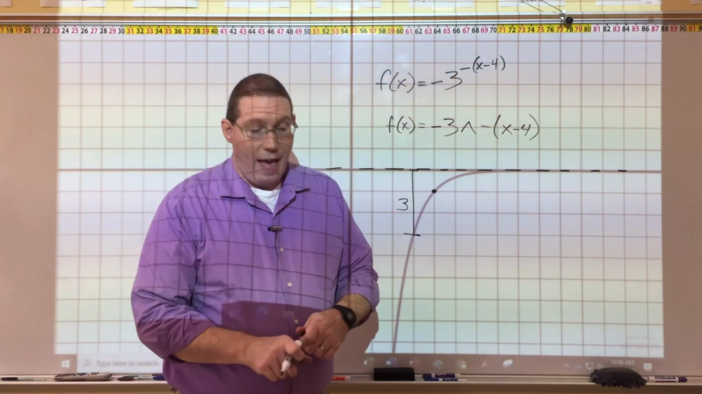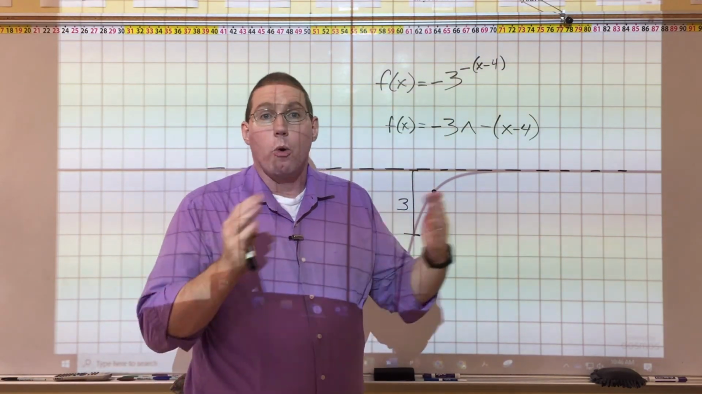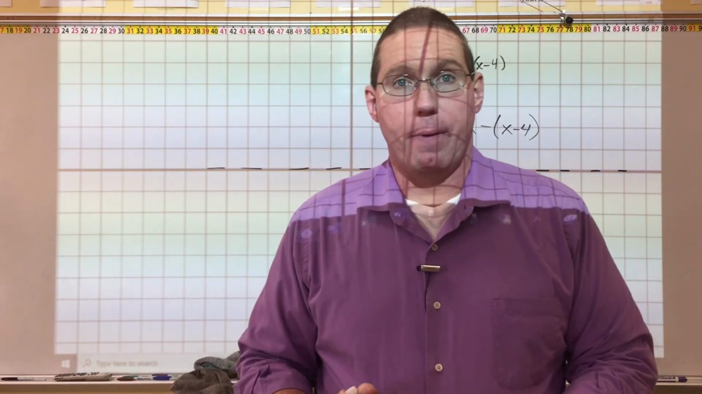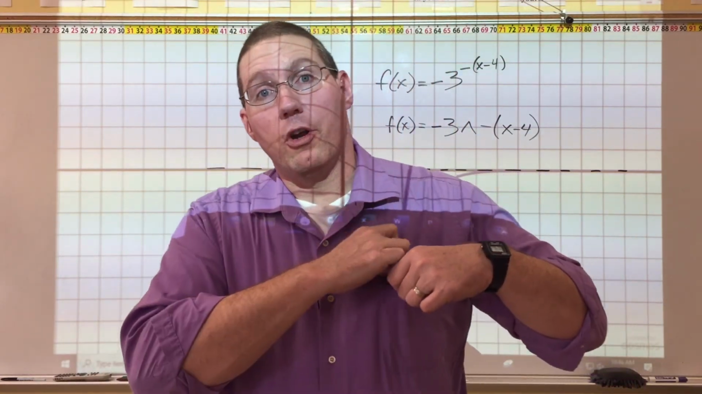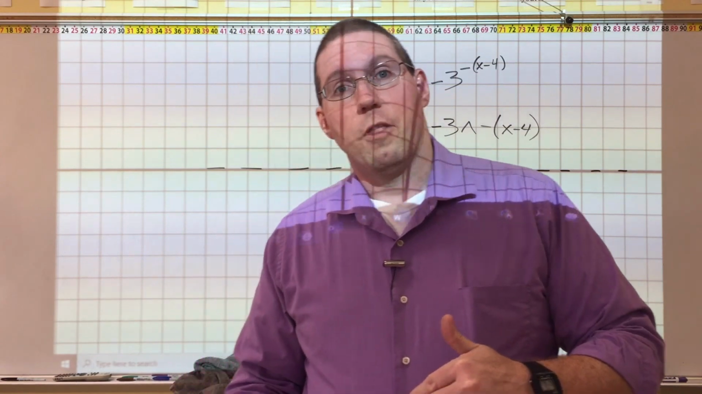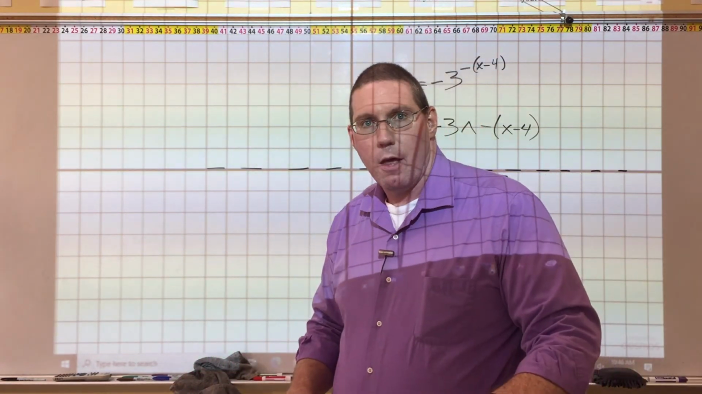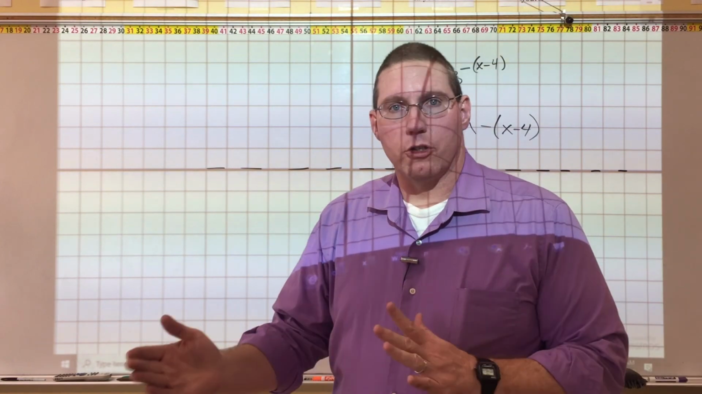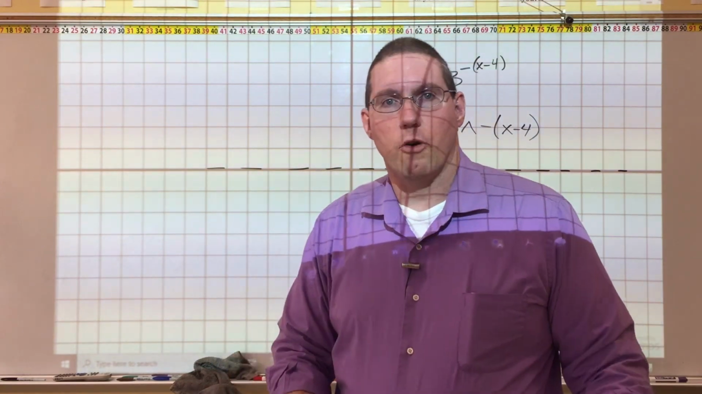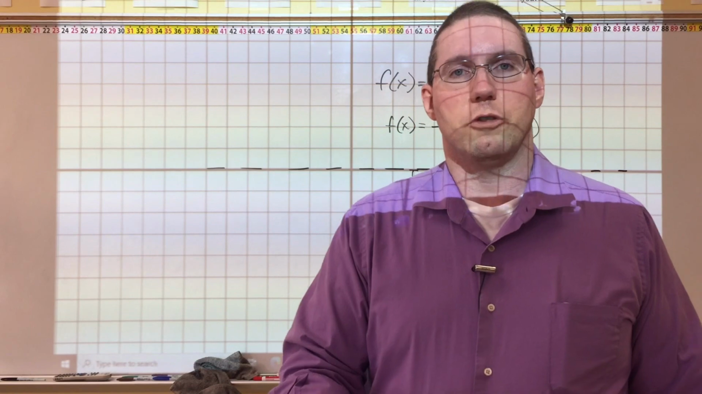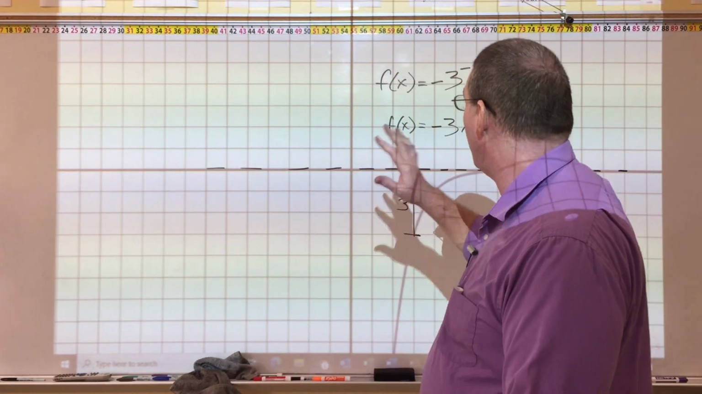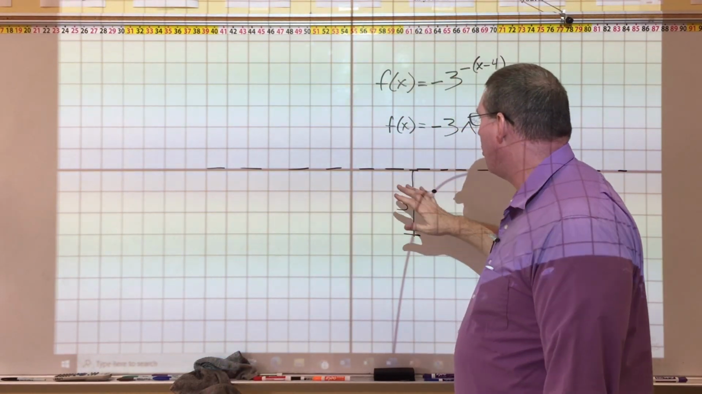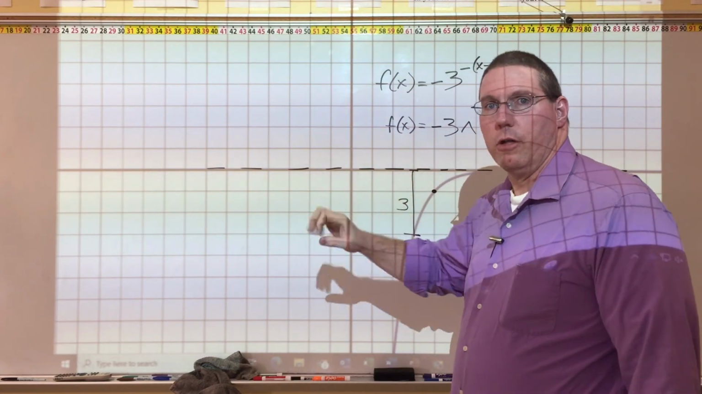All right, so that is a horizontal translation of an exponential graph. Now what we're going to do, in the next segment, is put together the vertical translation and the horizontal translation into the same graph, and I'm going to show you how to identify the full equation of an exponential graph with a vertical and horizontal translation.